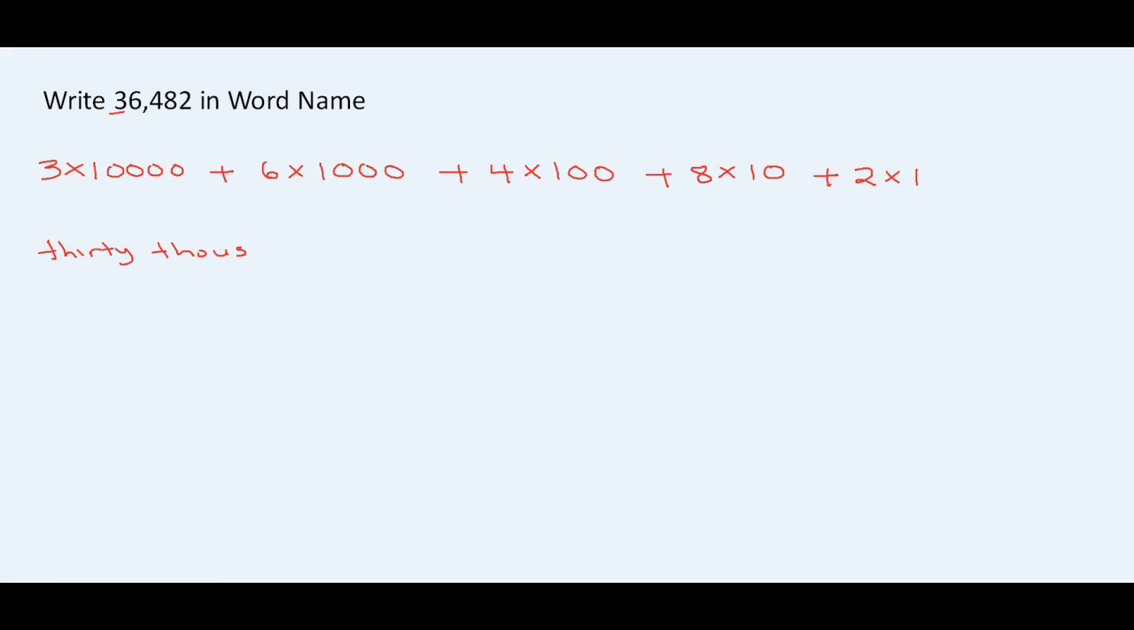So what we're going to do is we're going to bring them together. So we have 30,000 and 6,000. So that's going to give us 36,000. And then we have 400, 80, and then we have 2.